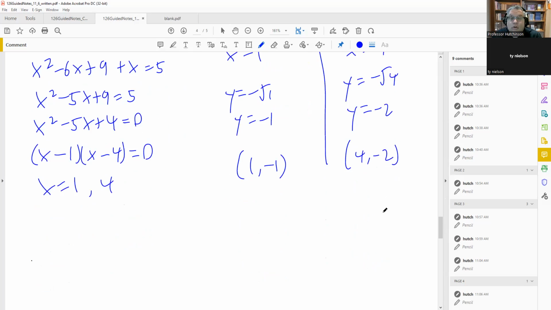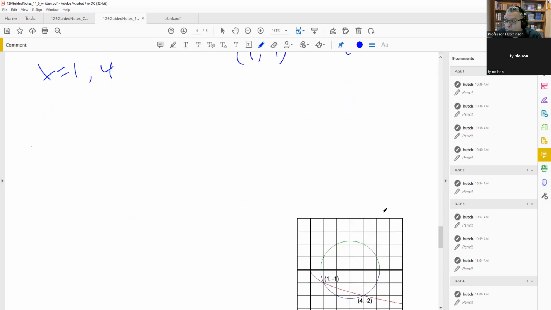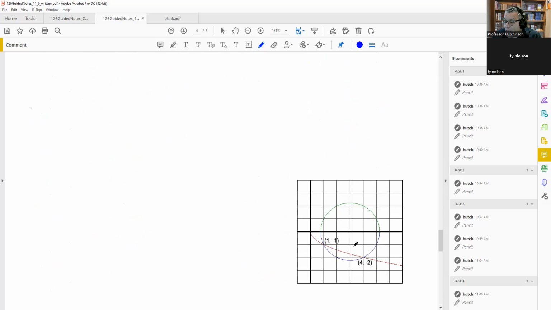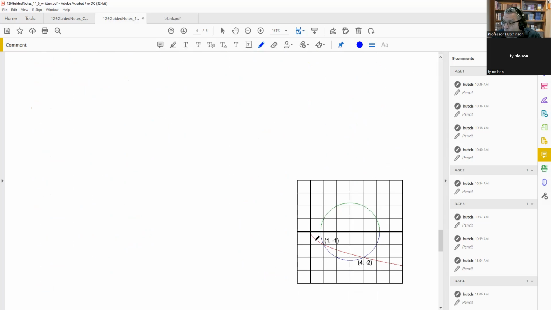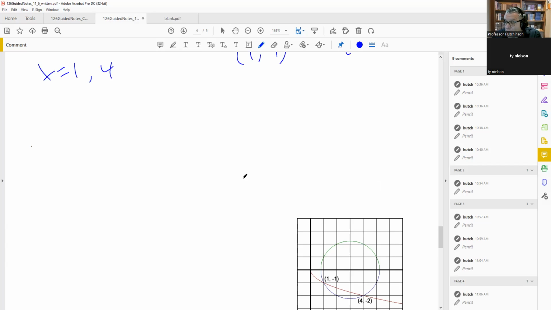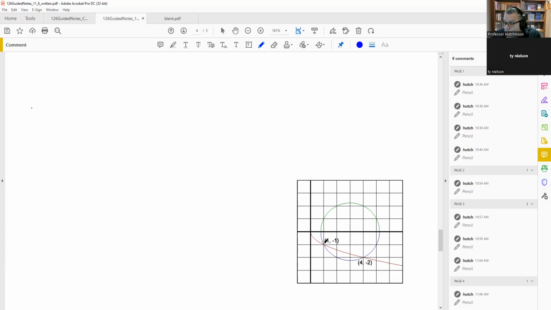We see here, I did do a graph for this one as well. And down here, you can see again that it goes through (1, negative 1) and (4, negative 2). Those are the 2 points that I had, and that's the only 2 places where it crosses. We have a circle and we have a kind of half of a sideways parabola essentially is what we have going on here.